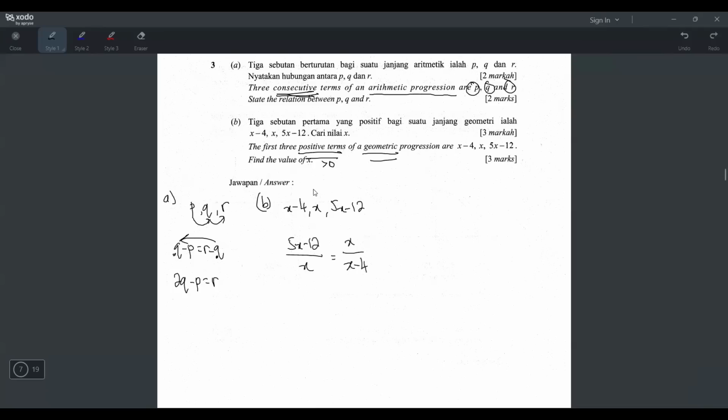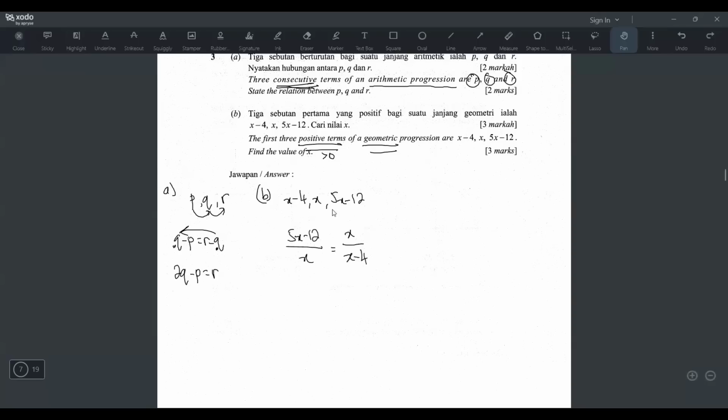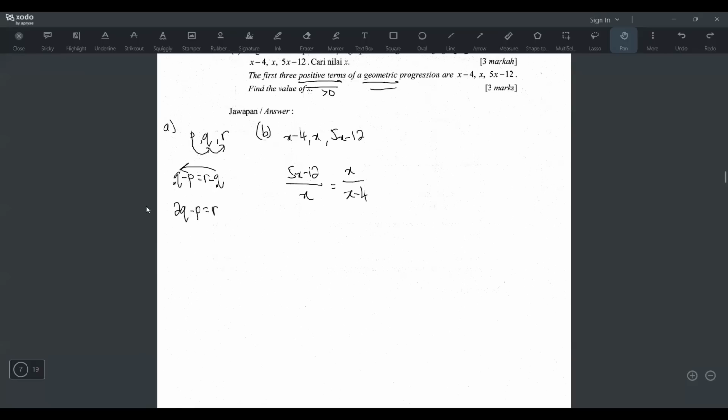Alright. What if I take x over x minus 4 equals to 5x minus 12 divided by x? Can also, it's the same thing. So it's just like A, right? It's just that in A you minus, now you divide. Because A is arithmetic, so you minus. B is geometric, you have to divide.